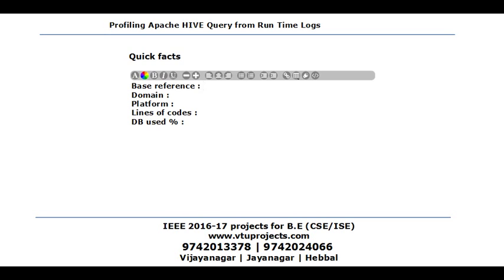The base reference, the idea we got to implement this project, was from an IEEE 2016 paper. It is a transactions paper, the latest IEEE paper available, which we are going to implement. So obviously it will add weightage to your project work. The second thing is the domain. The domain of this project is big data. Our project comes under the domain of big data.